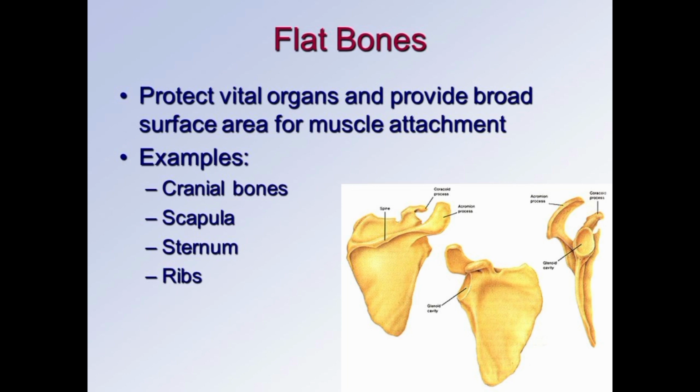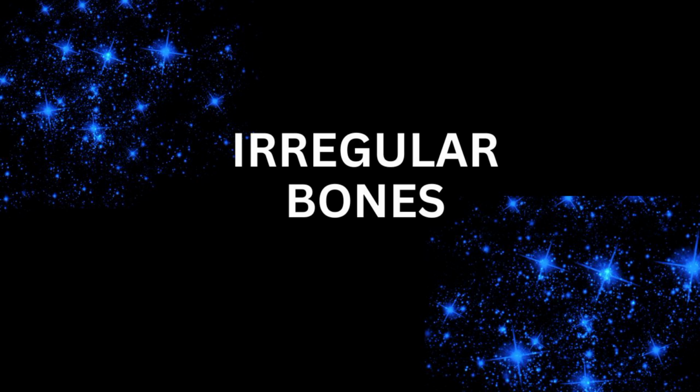Because of their shape, flat bones do not have a medullary cavity like long bones do. Instead, they provide a large surface area for the attachment of muscles and tendons, and serve to protect underlying organs, such as the brain, heart, and lungs.